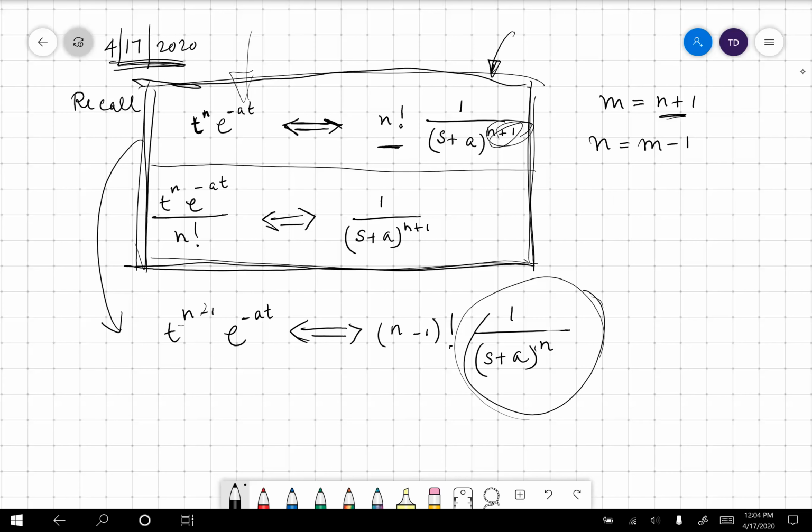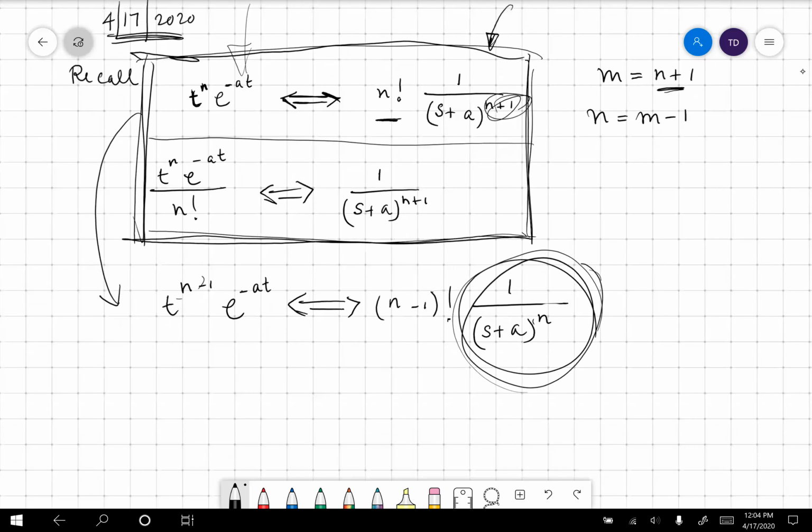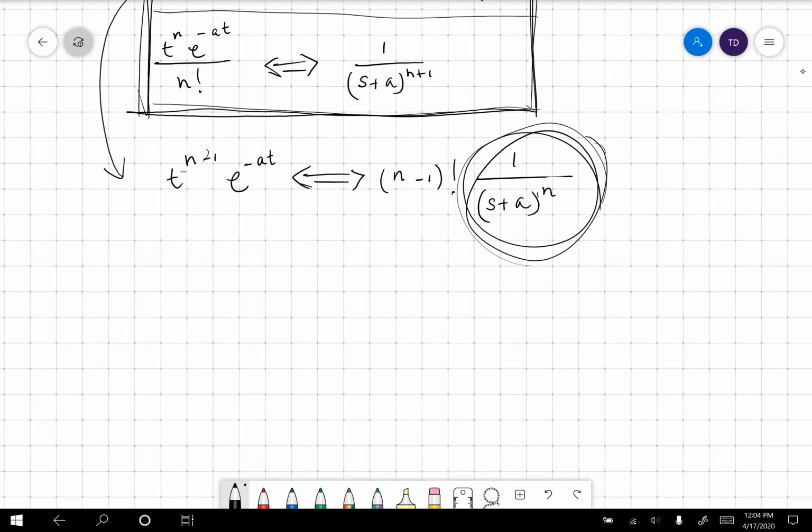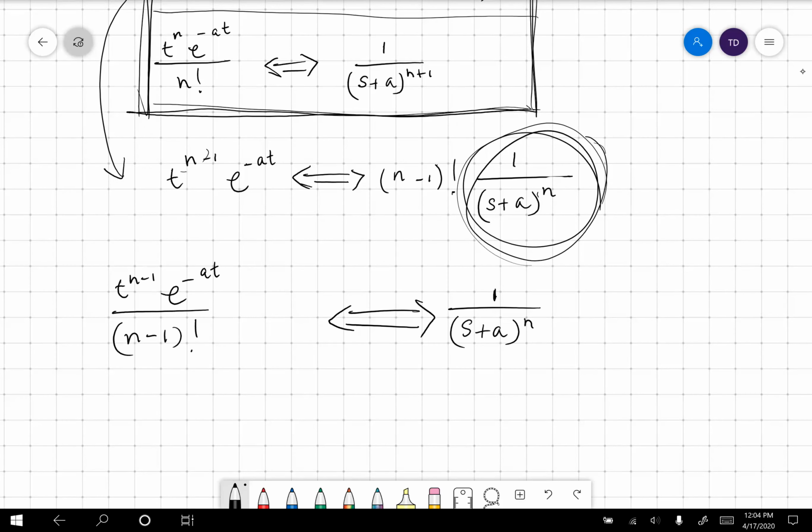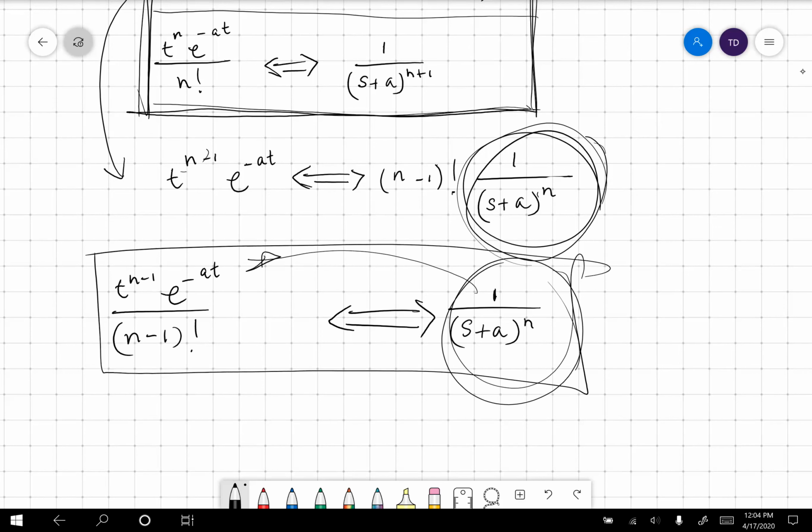Well, the problem again is that normally we just have 1 over s plus a to the n power in the frequency domain. So this is what we want to look at: 1 over s plus a to the n power inverse Laplaces into t to the n minus 1 e to the minus at over n minus 1 factorial. So we're going to have these kinds of things, and we're going to want to know what the inverse is. So this is a nice way to look at it as well.